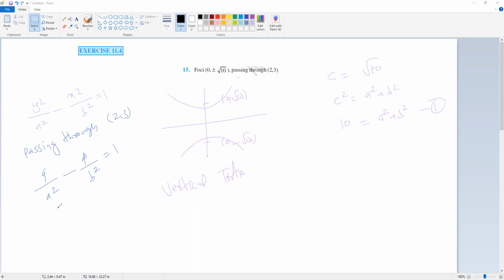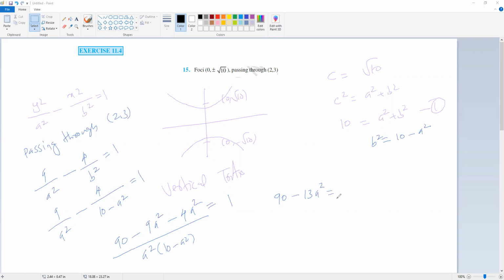सो अभी 2 variable आ गया, but हमें पता है 9 by a square minus 4 by, इधर से आप b square का वैल्यू लिख सकते हैं 10 minus a square. So this is 10 minus a square which is equal to 1. अभी cross multiply करके solve कर देना. 9 into 10 is 90 minus 9a square minus 4a square, the whole divided by a square into 10 minus a square, which is equal to 1. तो आपको मिलेगा 90 minus 13a square is equal to, cross multiply करेंगे तो आपको मिलेगा 10a square minus a to the power 4.